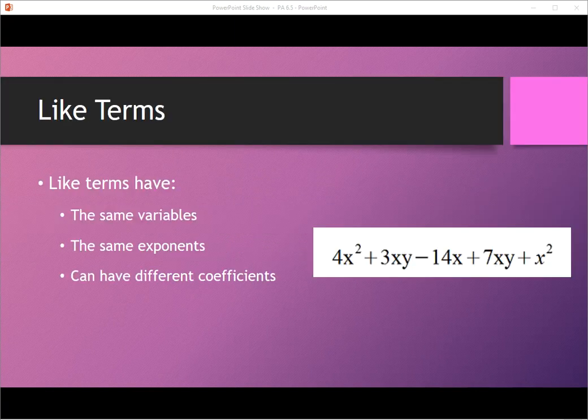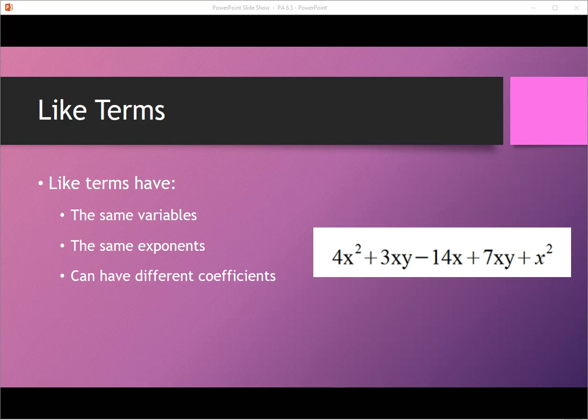So the first thing you have to understand in order to simplify algebraic expressions is that you can only combine what we call like terms. Like terms have the same variable or variables with the same exponents. They can have different coefficients, they can have different signs, but they must have the same variables with the same exponents. Well, let's look at an example over here.